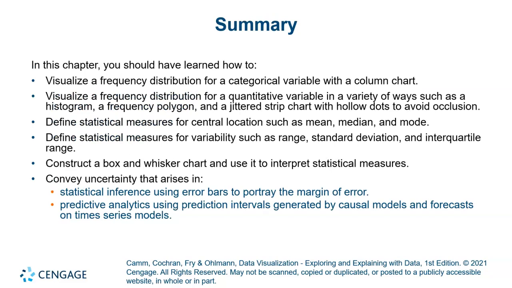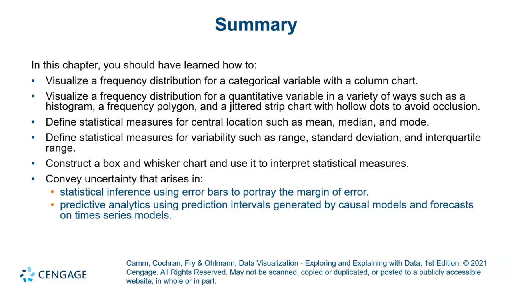So what is in the summary? We talked about how we can visualize the frequency distribution with respect to the categorical variable, not the numerical variable. What are the distributions of the quantitative variable? What are frequency polygon, histogram, jitter strip chart, hollow dots, and avoiding occlusion. Then we talked about defining statistical measures. Central tendency means mean, median, mode. We also talked about range, maximum minus minimum, standard deviation, and IQR, the interquartile range.